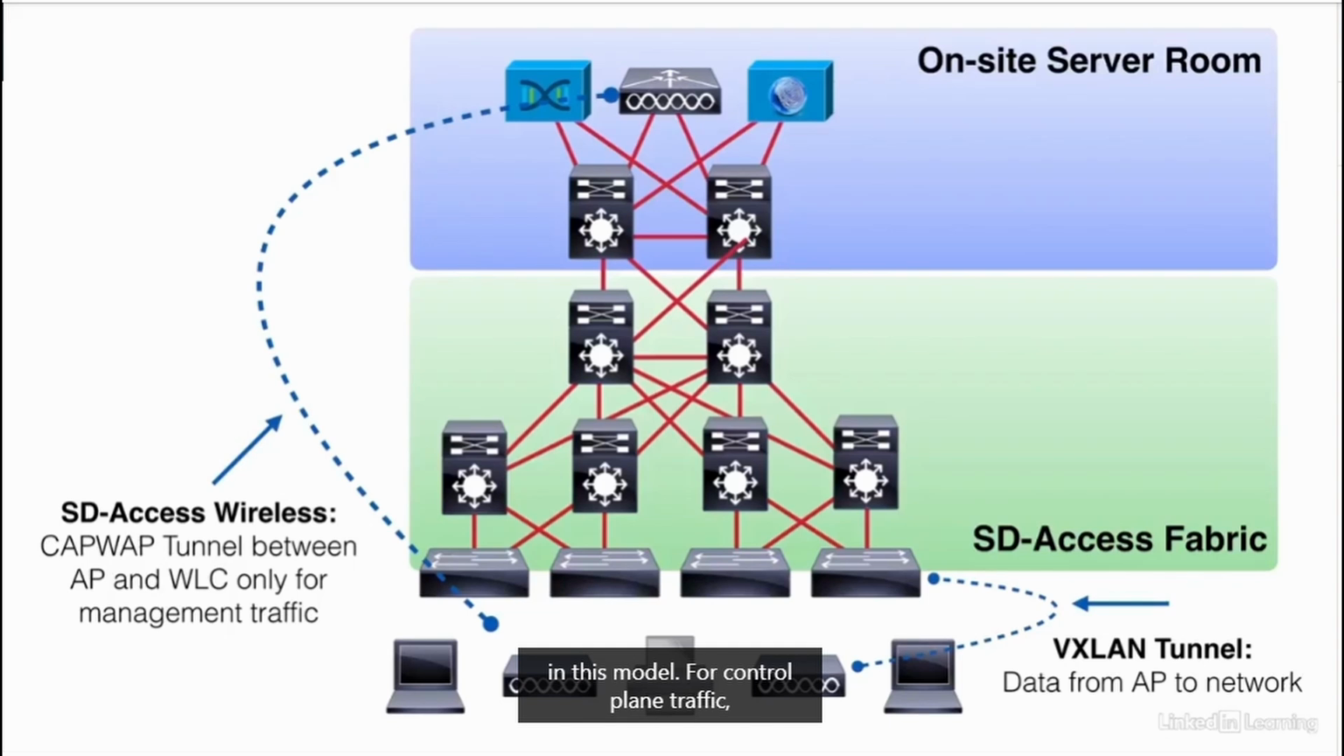For control plane traffic, we see that this is still carried back to the wireless LAN controller using CAPWAP, but this time it's CAPWAP encapsulated inside of a VXLAN tunnel. So that's still handled by the overlay network, and you still get the advantage of using the SD Access fabric to carry the control plane traffic back to the controller.